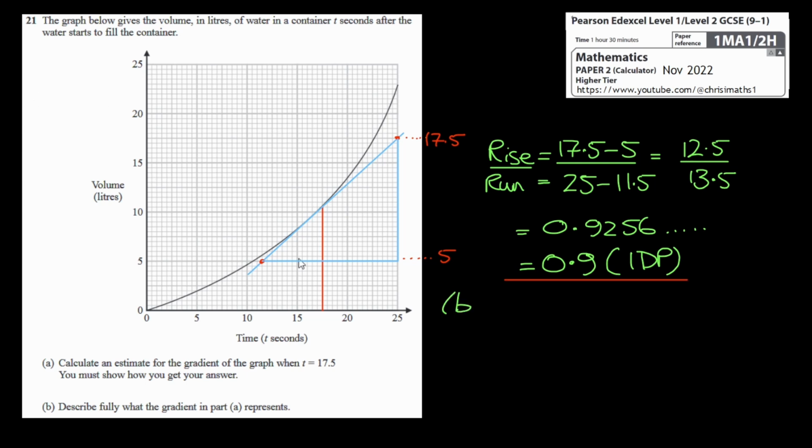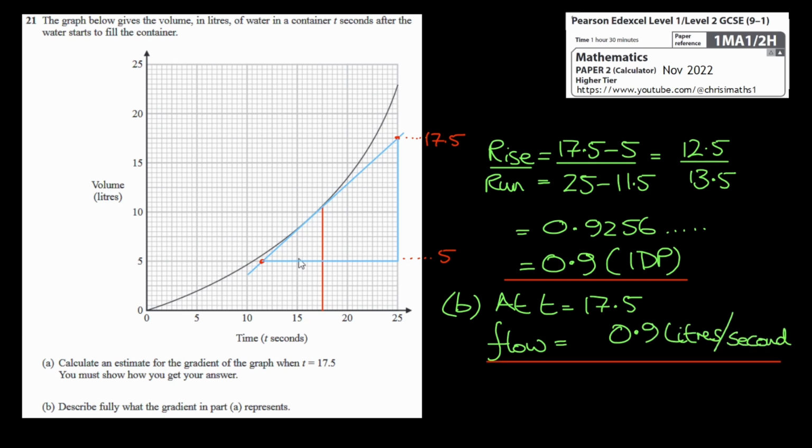Part B really just asks us to describe what we've just found. What we've just found is that at time t equals 17.5, the rate of change of the volume compared with the time is 0.9. So this is really the flow of water into the container is equal to 0.9, and we're in litres per second. And that will be your answer.